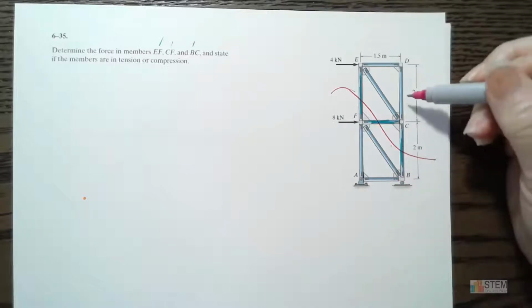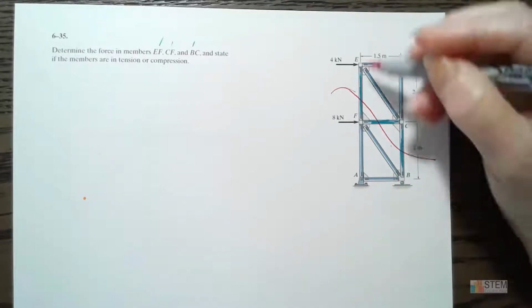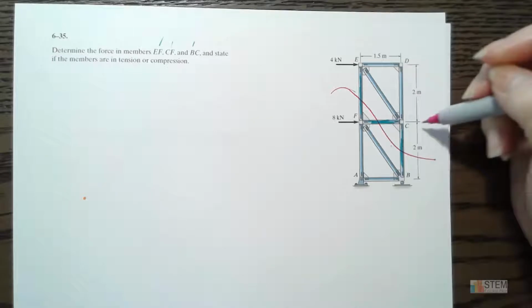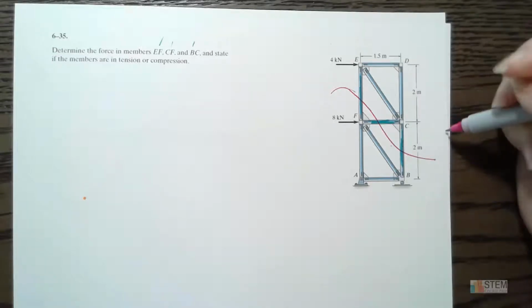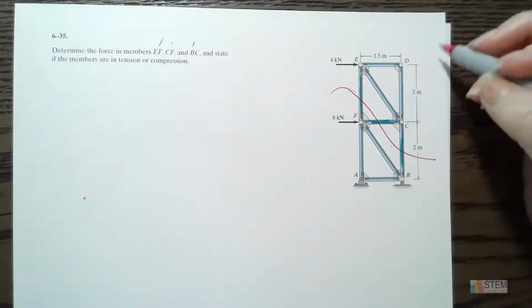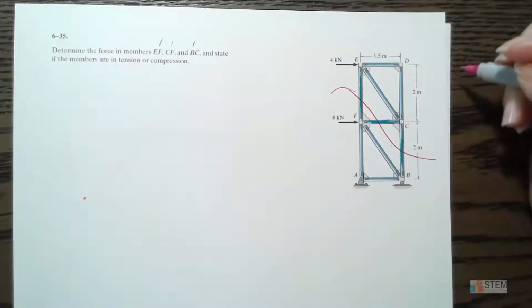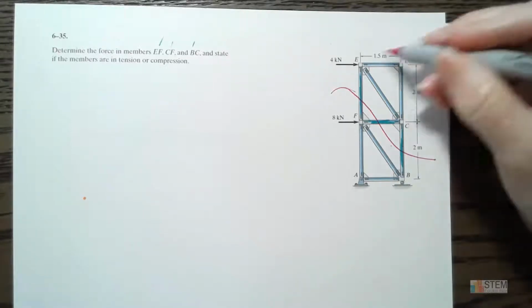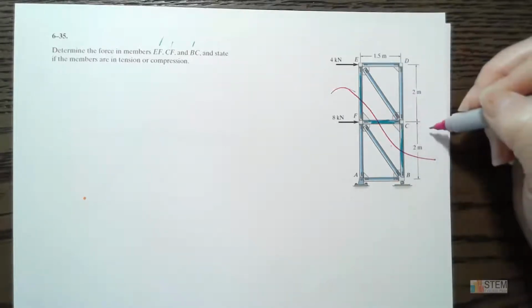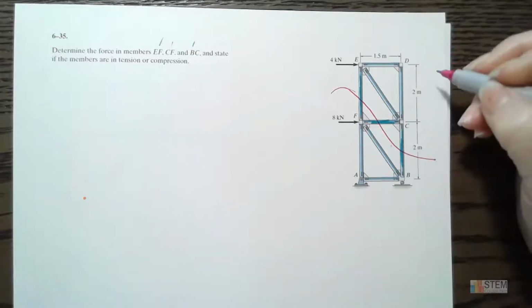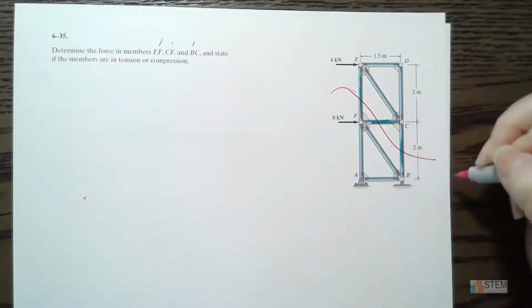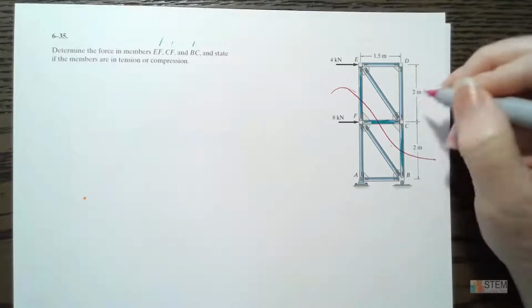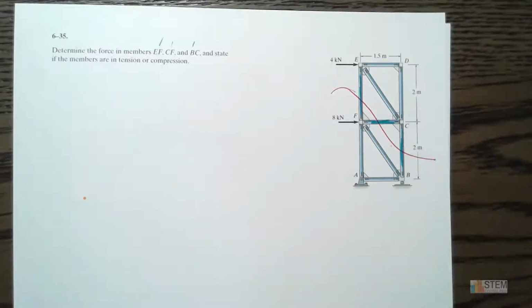If I use this top section, I don't have any external supports, so I don't have to go through and solve for those. So always look and see which one is going to be less time consuming. This top one is going to be the more efficient choice because you don't have to spend your time finding the A and B reactions. Okay, so we're going to use the top section of the frame to solve this problem.